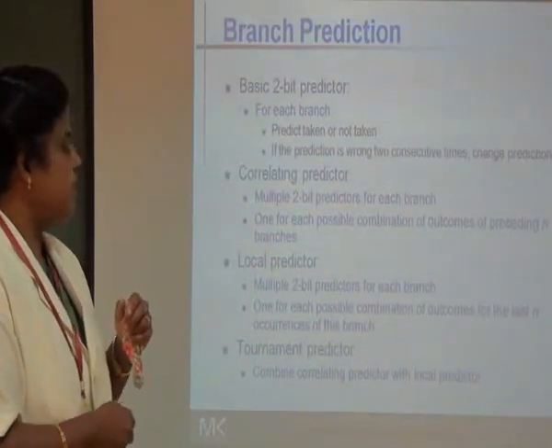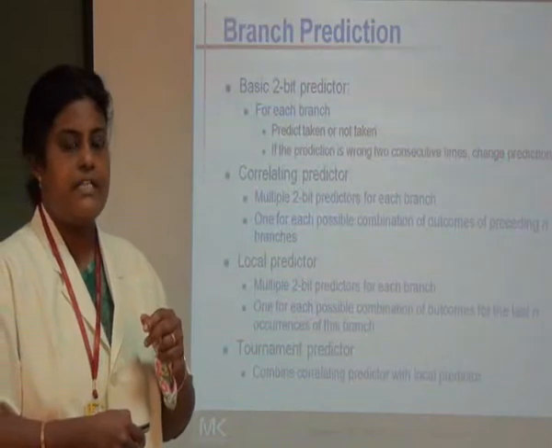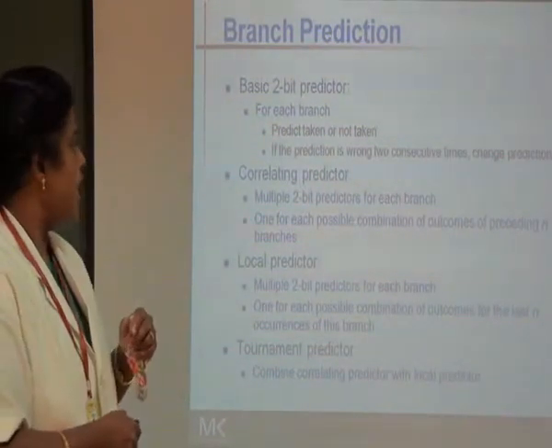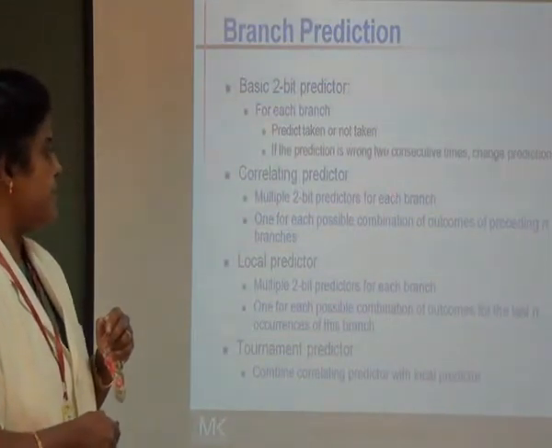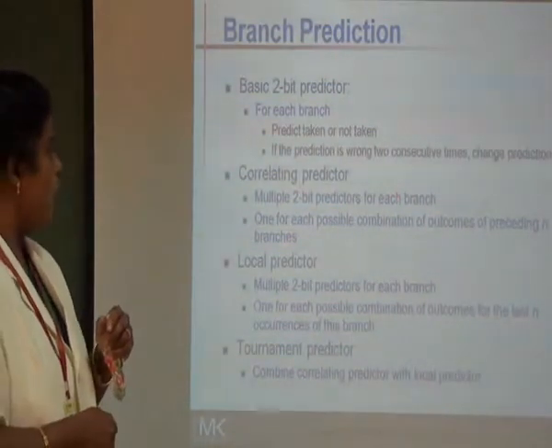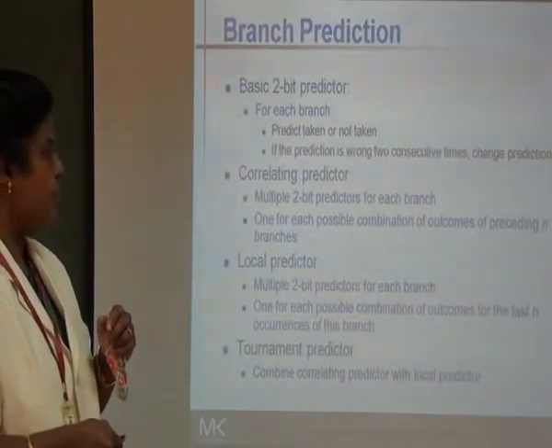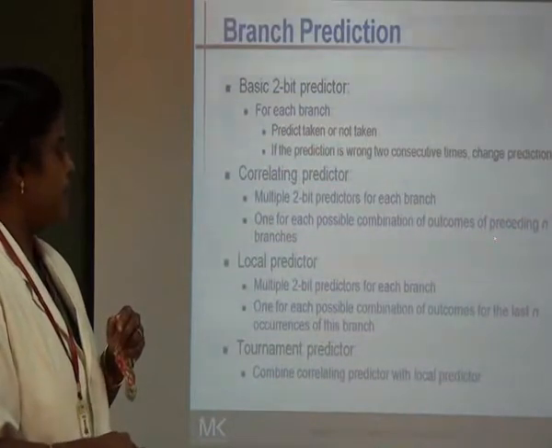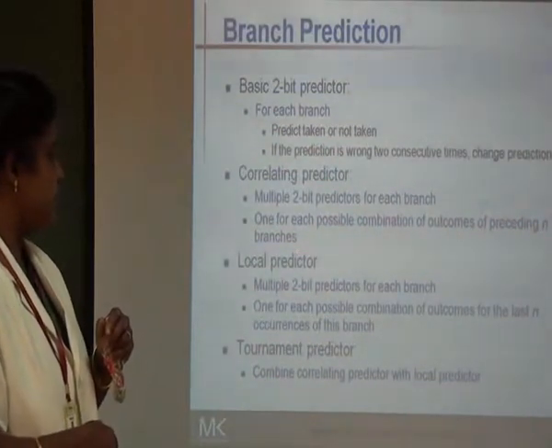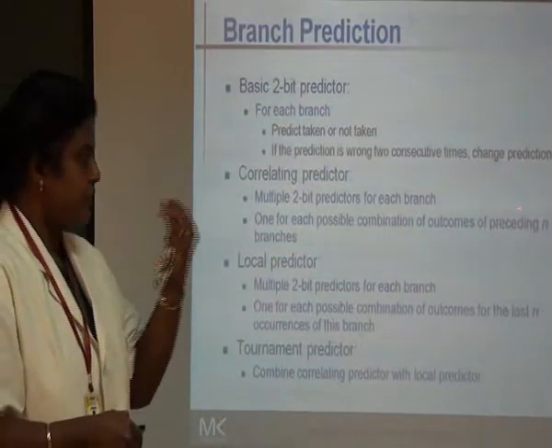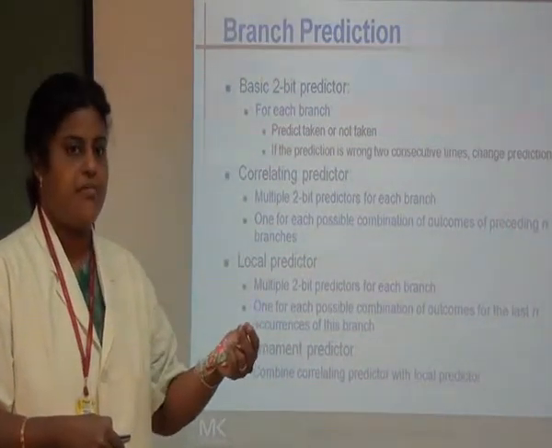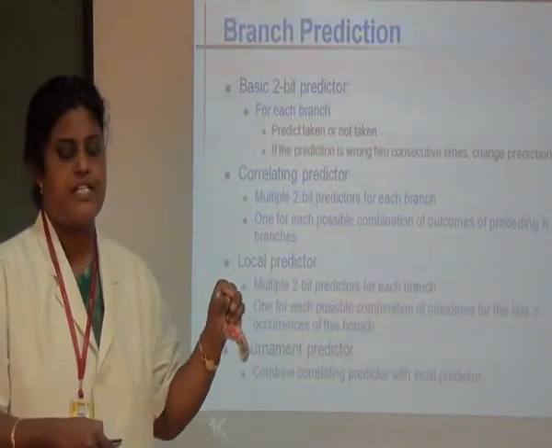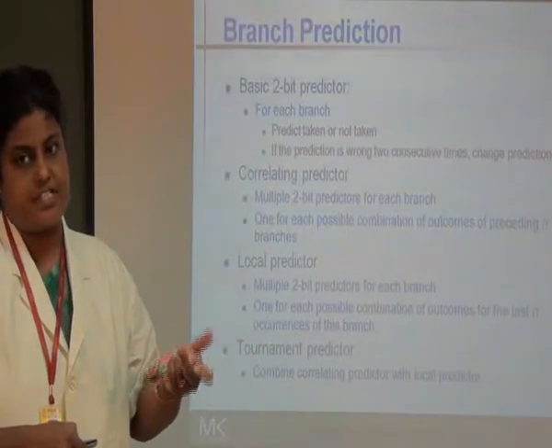Now, what are correlating predictors? In the case of correlating predictors, we have multiple 2-bit predictors available for each branch, one for each possible combination of outcomes of the preceding n branches. Depending on the outcomes of the preceding n branches and the available combinations of these 2-bit predictors, you can decide the branch of execution.